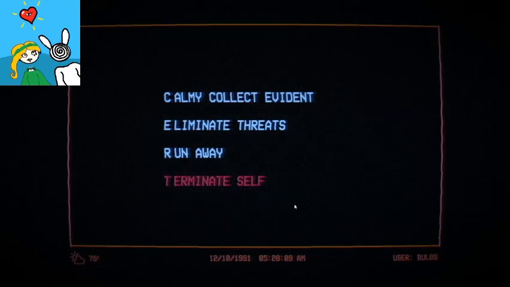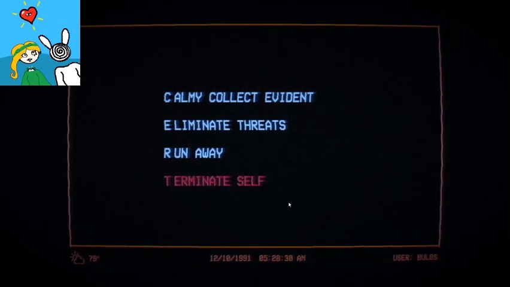First, of course, is data collection, as research remains the top priority of ERD. Second, eliminate the threat, unless such entity is on the preservation list. A dead entity can be studied, a dead agent cannot. If fighting back is futile, agents should run. If running is futile, agents should terminate themselves.